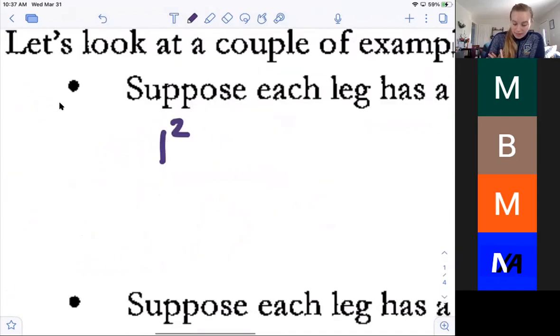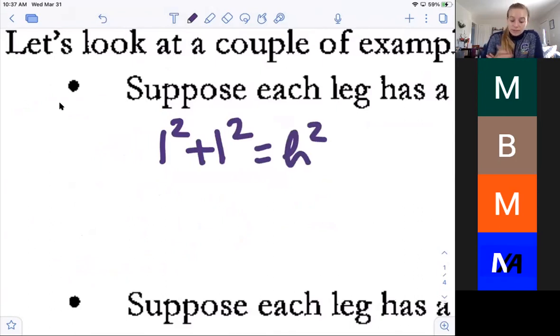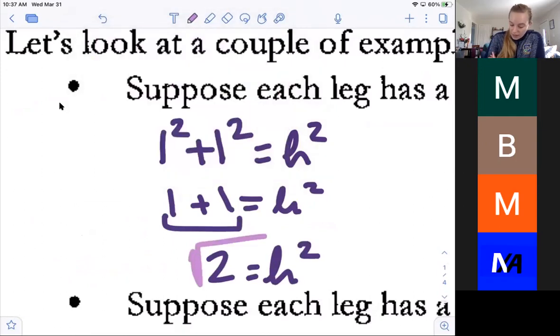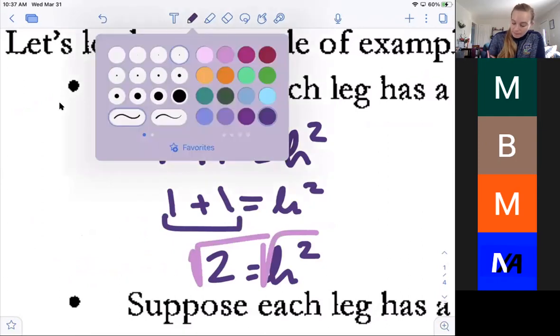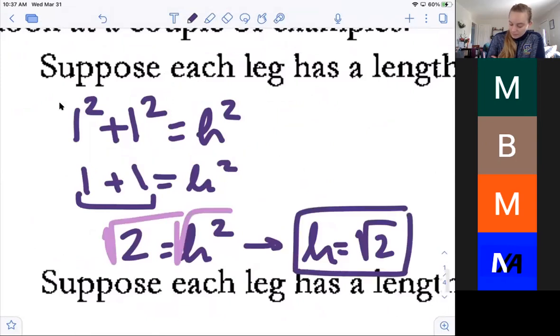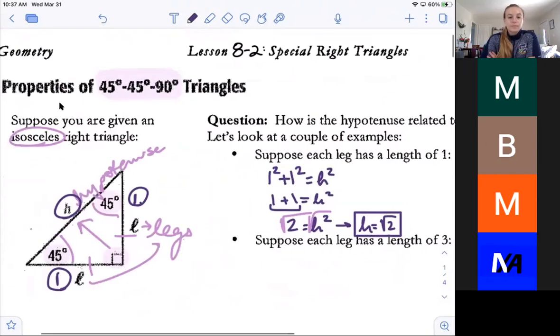Okay, so one side is 1, one side is 1, one side is h. 1 squared is 1, 1 squared is also 1, h squared is still h squared. I can do 1 plus 1, which is 2. And then I need to figure out what h is, square root both sides. h equals radical 2. So if my two legs are just 1, then my hypotenuse would be a length of radical 2.